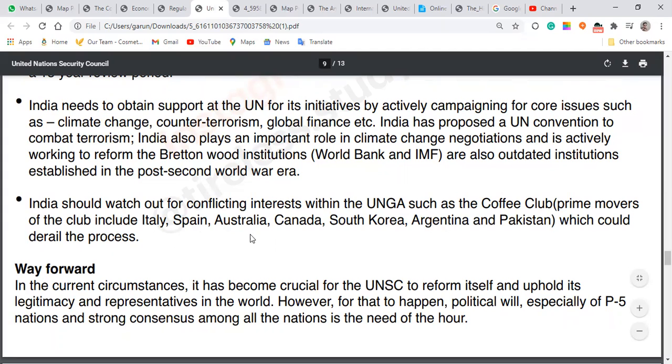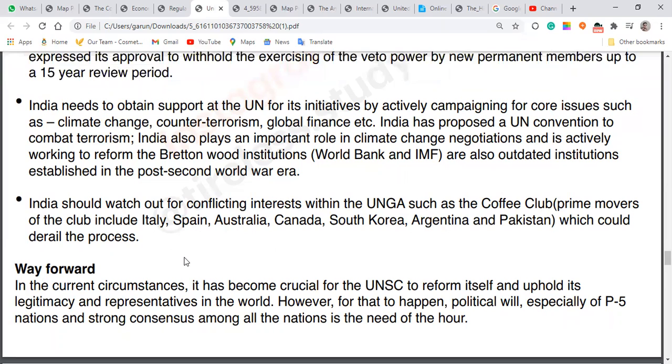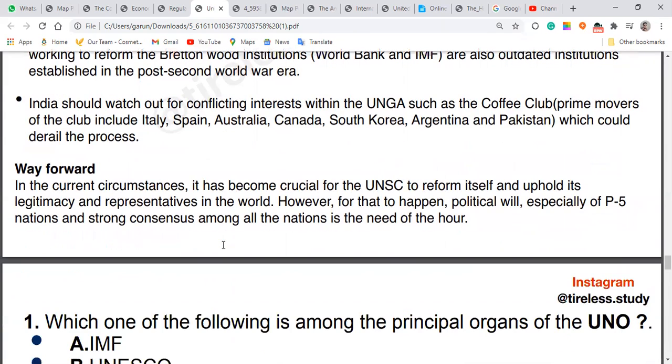Okay, way forward. Although Australia is going to come closer to India because of our combined naval exercise, the Quad group exercise, which was named the Malabar exercise. Okay, so way forward, in the current circumstances, it has become crucial for the United Nations Security Council to reform itself and uphold its legitimacy and representativeness in the world. However, for that to happen, political will, especially from P5 nations, and strong consensus among the nations is the need of the hour.